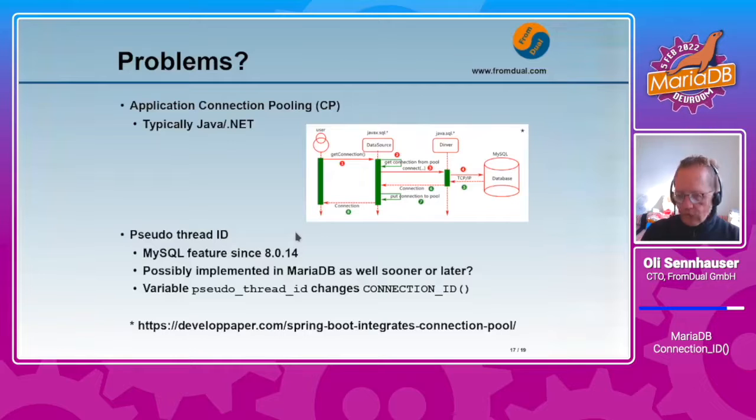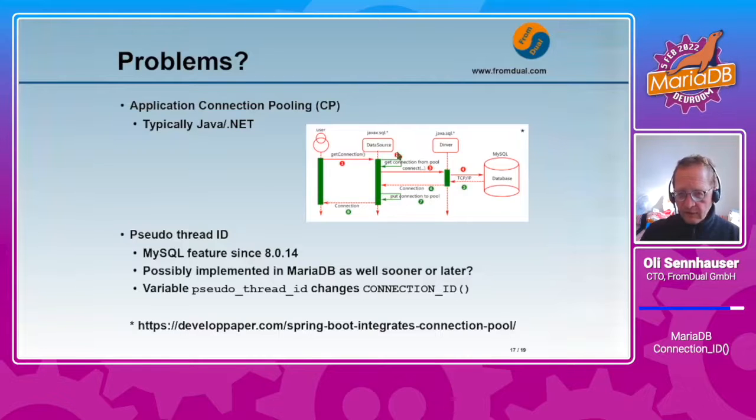What problems could we have with the connection ID related to other technologies? If your application is using connection pooling, which is typically done by Java or .NET applications, then your connection is shared between different application threads. So here, you have one thread in your application and you have your connection pool. The connection pool has a connection through, in this example, the JDBC driver to the database, gets a result, and sends it back to the application.